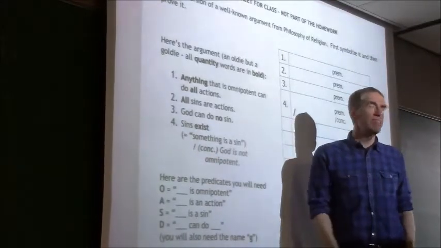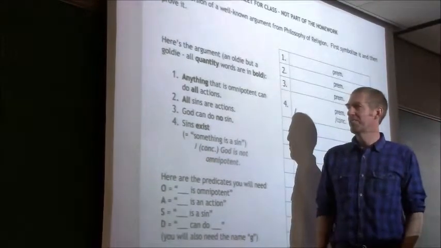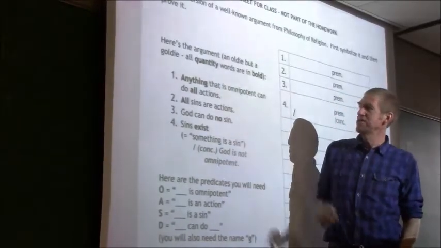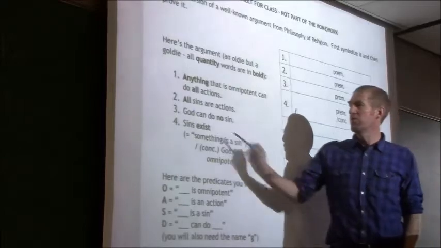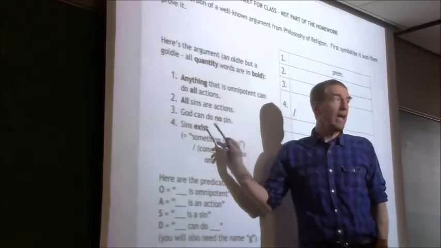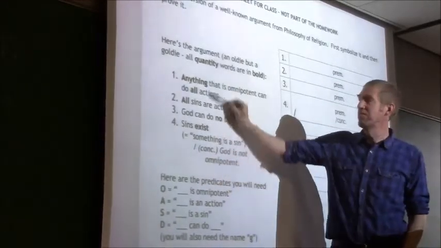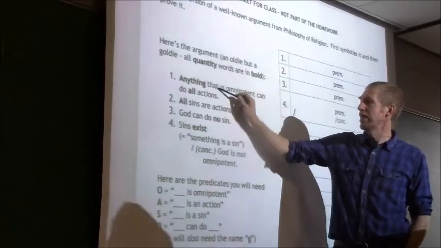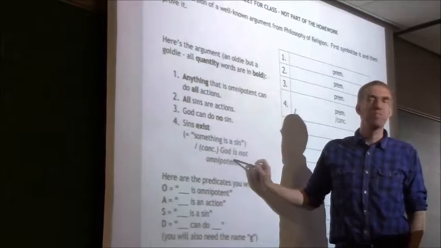God can do no sin, because God is perfect, God can't sin. Sins exist. I had to add this one. I symbolized this, and then I tried to do the proof and realized that it wouldn't work without this. And it wouldn't work without this, because these are all universal claims, and the conclusion is specific.